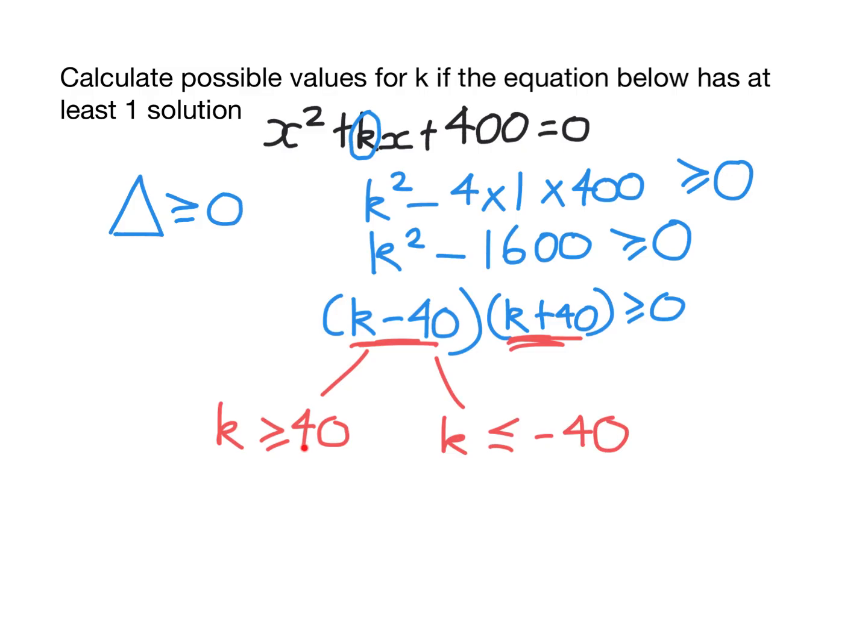So they are the possible values. Anything for which k is greater than or equal to 40 or less than or equal to minus 40. If k is say negative 20, it's between these two values, then there will not be a solution.